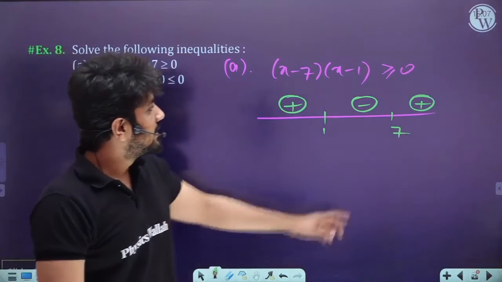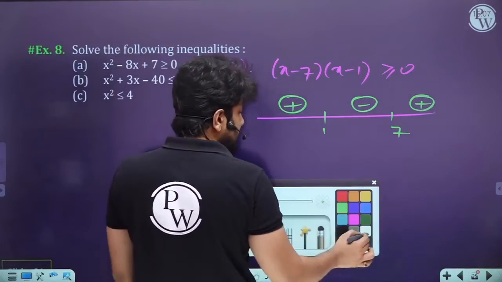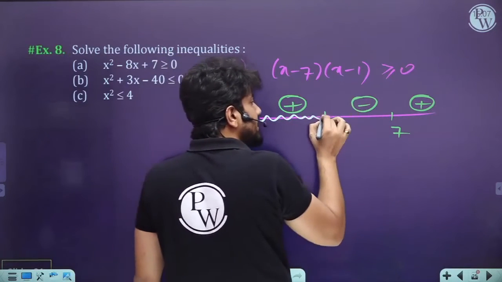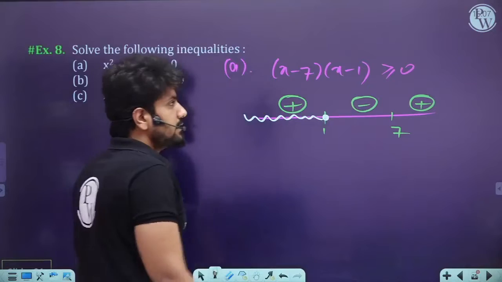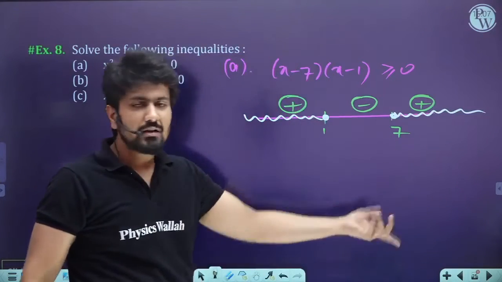What will be the answer? Greater than or equal to 0. So greater than or equal to 0 sign, we can see in this portion, basically positive sign. And there is equality, so we can include 1 now. There is equality, so we can include 7 now. Do you understand why are we including 1 and 7?